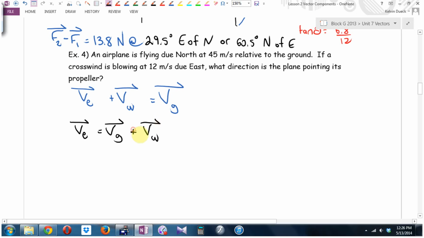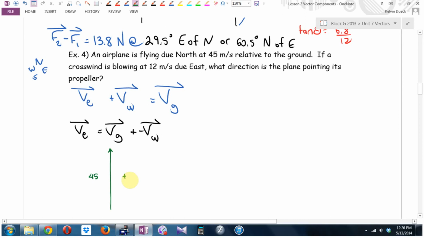So I'm going to go little plus sign, little minus sign right there. Okay. Anthony, what's the ground velocity, magnitude, and direction, please? I better do a compass rose. What's the ground velocity, magnitude, and direction, please, Anthony, my friend? 45 meters per second north. Plus, what's the wind velocity, magnitude, and direction according to the question? 12 meters per second due east.